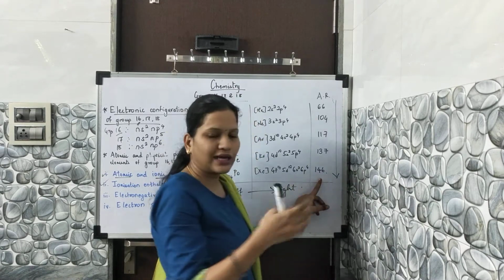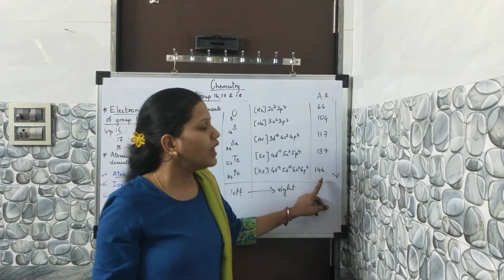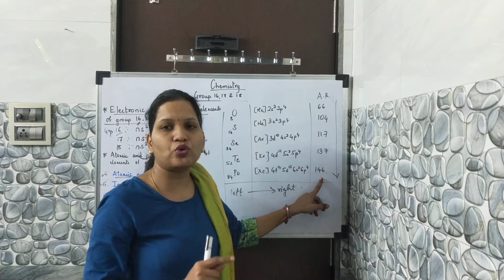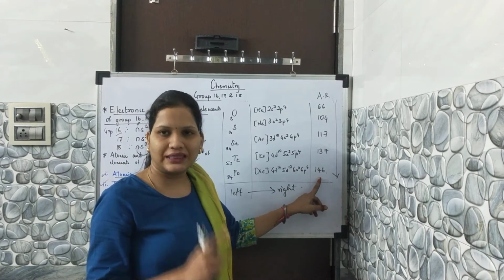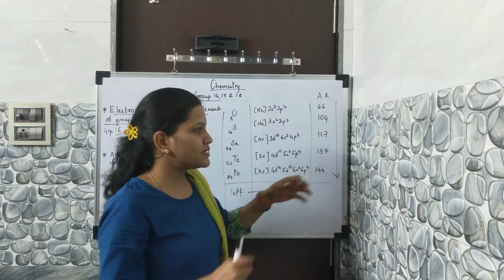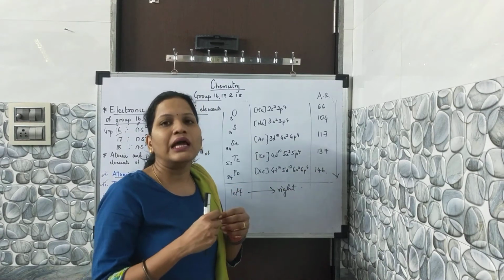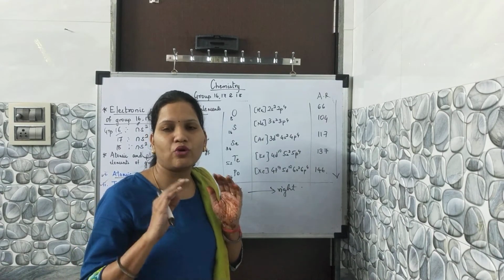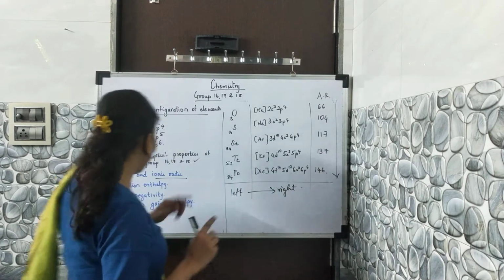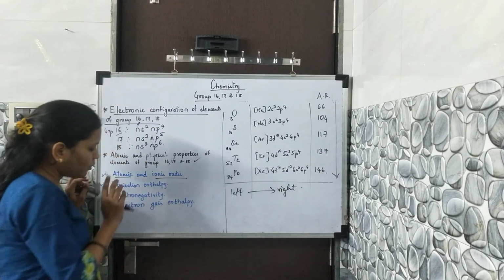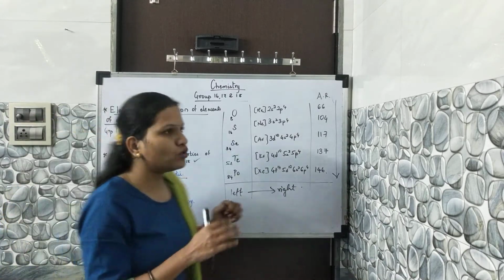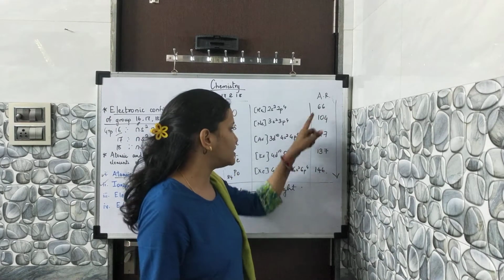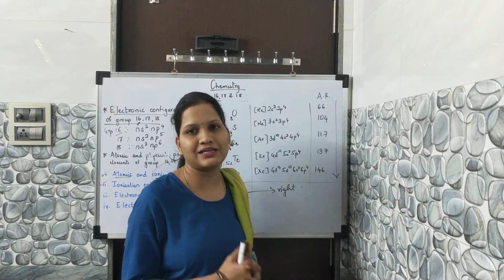as the number of shells increases, the atomic radius increases, and automatically the ionization enthalpy decreases. The ionization enthalpy decreases because as the shells increase, the effective nuclear charge is lost, and removing an electron becomes easier. So the ionization enthalpy decreases down the group as the atomic radii increase.